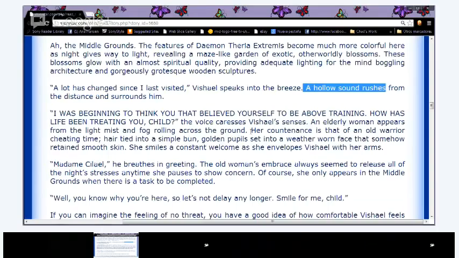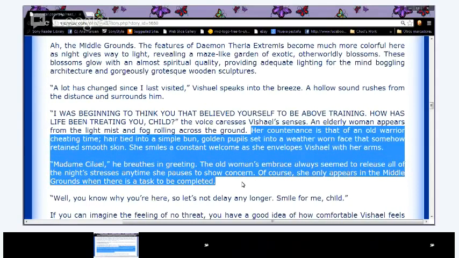Her countenance is that of an old warrior cheating time, hair tied into a simple bun, golden pupils set into a weather-worn face that somehow retained a smooth skin. She smiles a constant welcome as she envelops Vishal with her arms. Madame Silael, he breathes in greeting. The old woman's embrace always seemed to release all of the night's stresses any time she paused to show concern. Of course, she only appears in the middle grounds when there is a task to be completed.